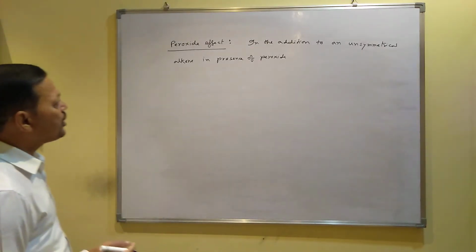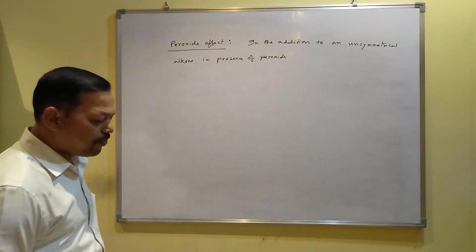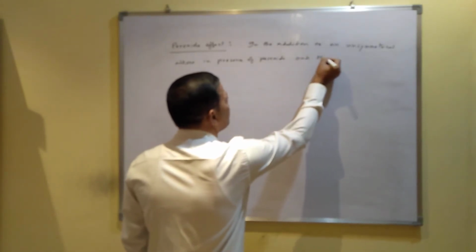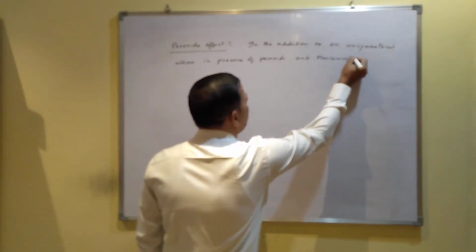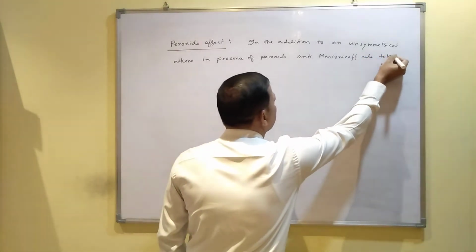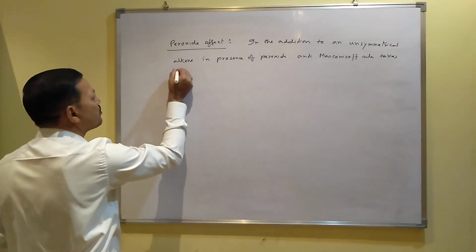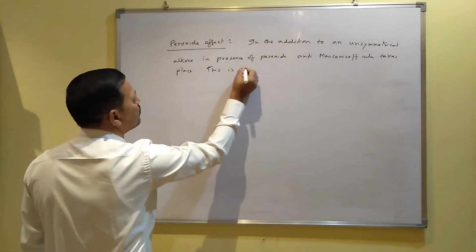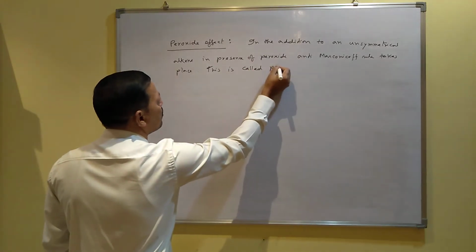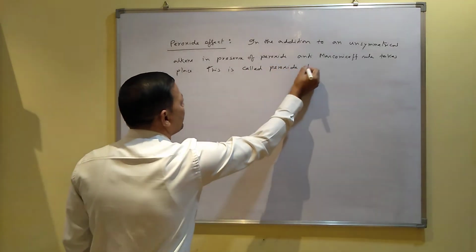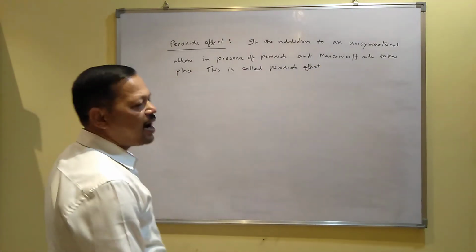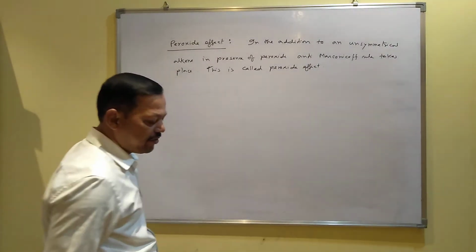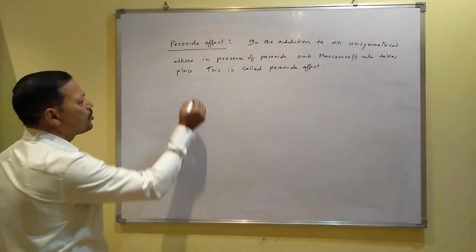So in the addition to an unsymmetrical alkene in presence of peroxide, the Anti-Markovnikov rule takes place. This is called the peroxide effect. It is also called the Kharash effect, or peroxide effect. What is this effect?